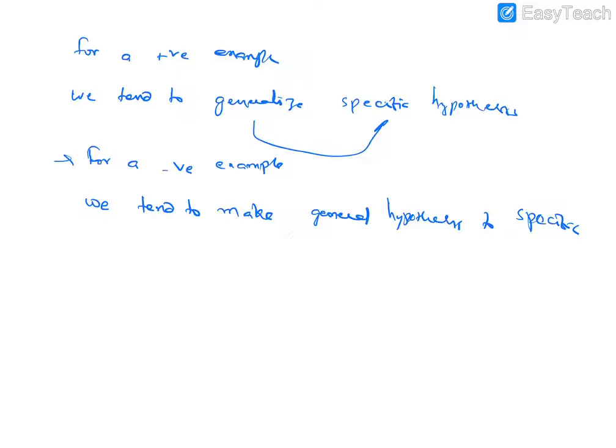So we have to initialize the data. S0 deals with the most specific. How can we represent the most specific? With the help of pi. And how can we represent the general? With the help of the question mark sign. This is the way we represent specific data and generalized data.